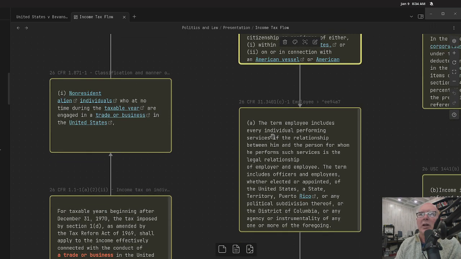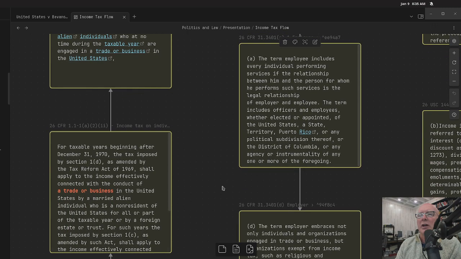The term employee includes every individual performing services if the relationship between him and the person for whom he performs such services is in the legal relationship of employer and employee. Okay. And then it goes on to say the term includes officers and employees, whether elected or appointed. So again, it starts to imply that we're talking about political offices here, because everything that it starts to define is all related to a political organization.